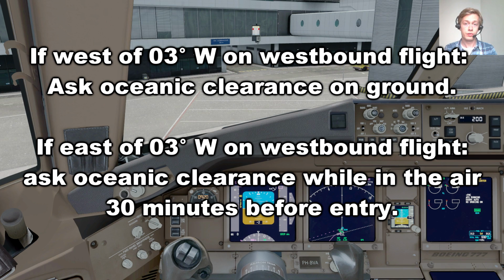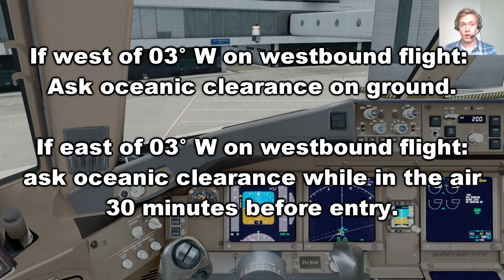Now a general rule of thumb for airports in Europe: any airport west of 3 degrees west, so west of the 3 degree west line, need to ask clearance from the oceanic controller while on the ground. Any airports to the east of the 3 degree west line have to ask oceanic clearance while in the air.